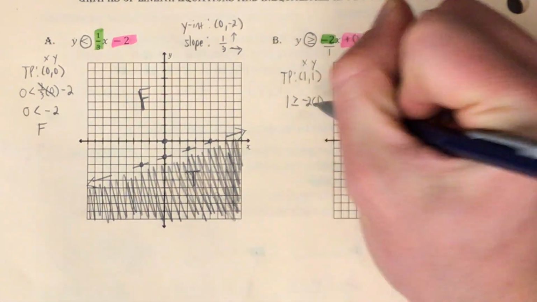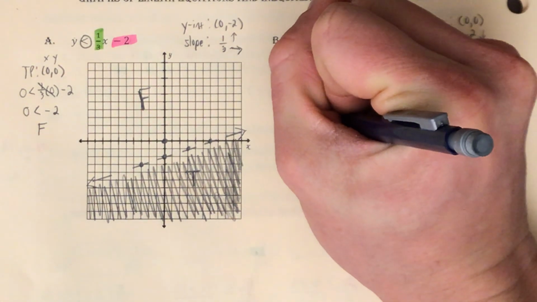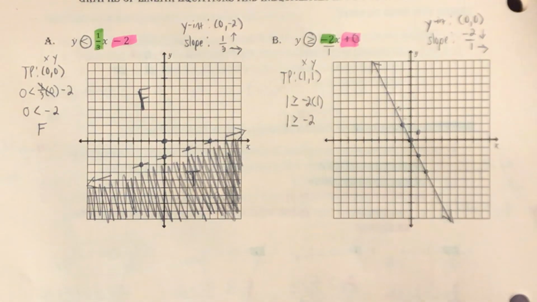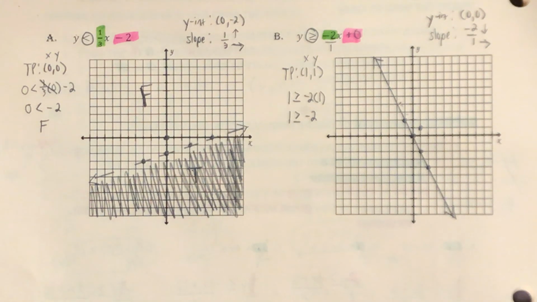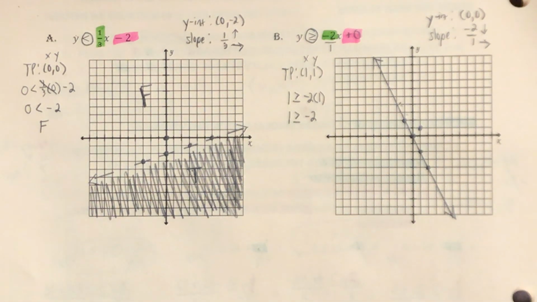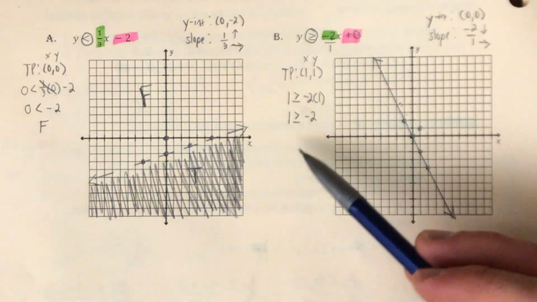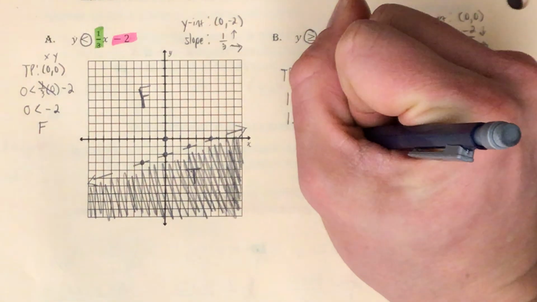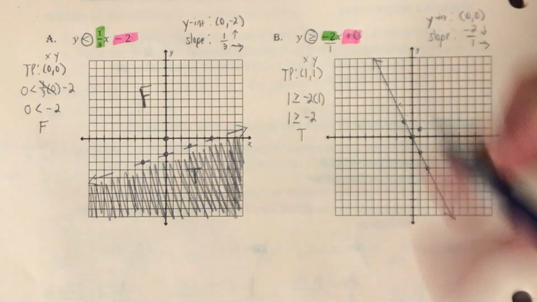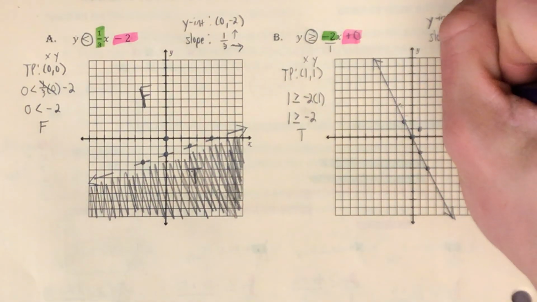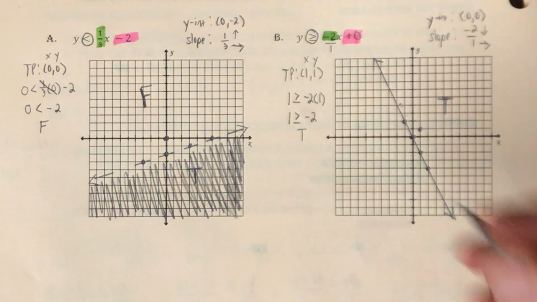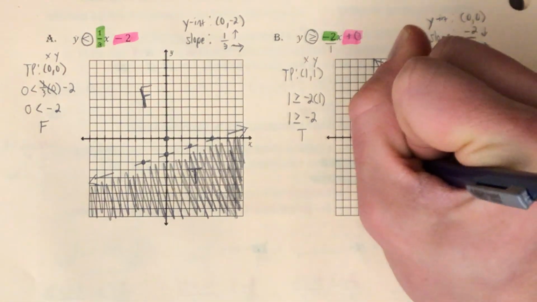So the next thing I need to do is simplify down. I've got negative 2 times 1, which is negative 2. So I've got 1 is greater than or equal to negative 2. I've simplified it down to the two numbers, so now I need to decide, is it true? Is 1 greater than or equal to negative 2? Yes, 1 is greater than negative 2, so this is true, which means everything on the side that the test point was on is also going to be true. They are all solutions, which means everything on the opposite side is false.